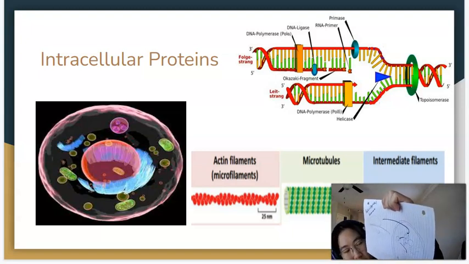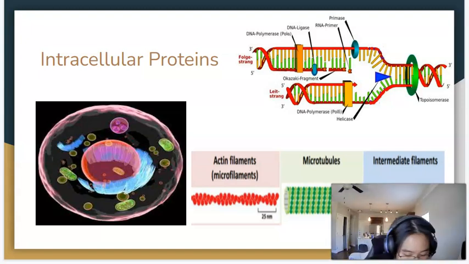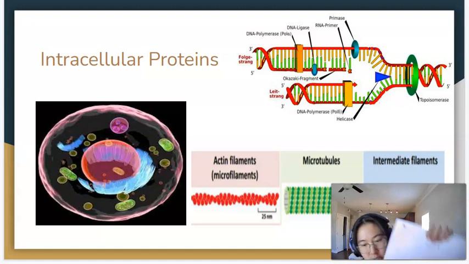Or we can go through the same process again: rough ER, transport vesicle, through the Golgi, and send a transport vesicle as well. So here we can utilize it for different things, such as DNA polymerase, the cytoskeleton of the cell with actin, microtubules, and intermediate filaments, or we can use it for the body through blood itself, because it's protein. So here we'll look at the blood circulation first.